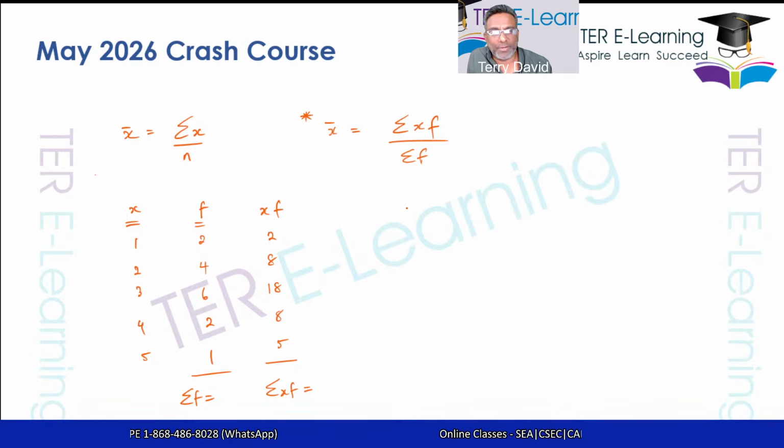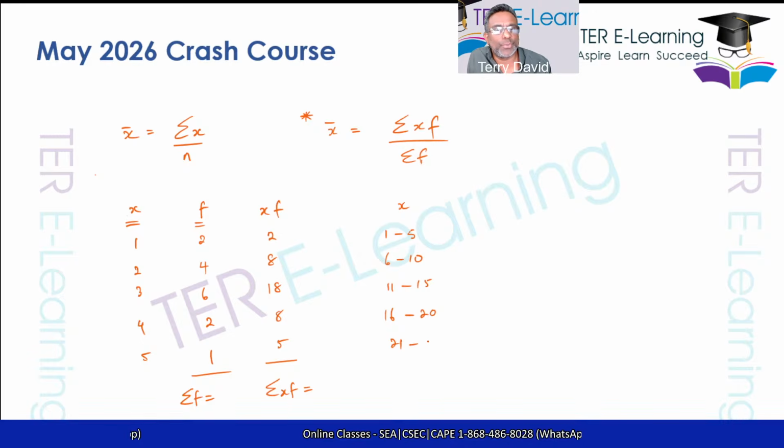Now, if instead of a table like this, I had a table with a grouping. So we had intervals, let's say 1 to 5, then 6 to 10, then 11 to 15, 16 to 20, 21 to 25. Let's say we were looking at scores of students in an exam, and we had frequencies like 2, 6, 9, 12, and 8. These are scores of students.